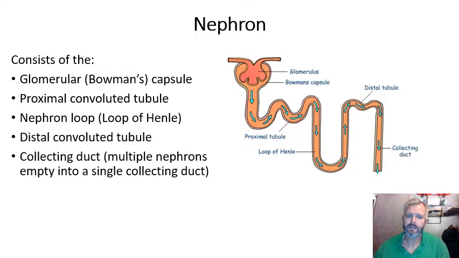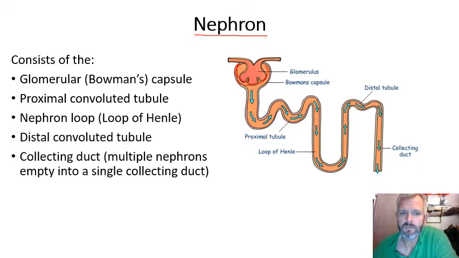So let's look at the nephron in general. There are different sections of this nephron. We have the Bowman's capsule, and the Bowman's capsule is the beginning region of the nephron. This is where the nephron begins. This is where the filtration takes place from the blood.